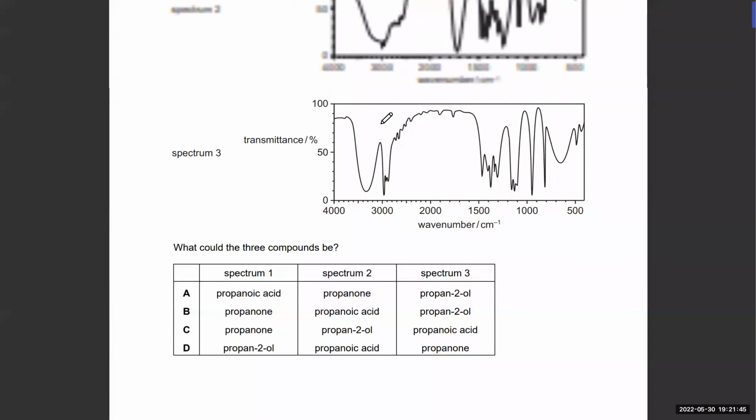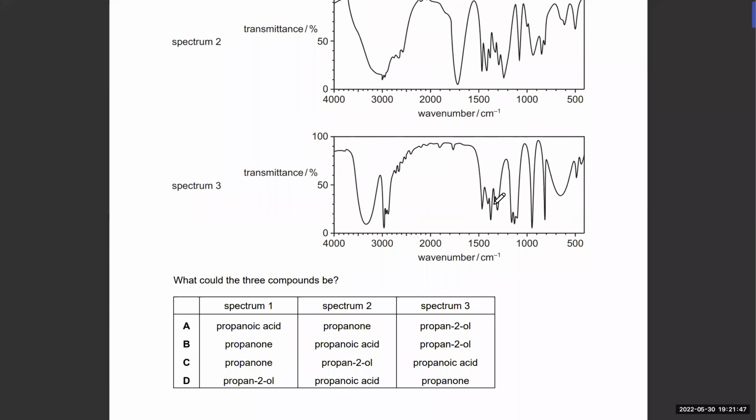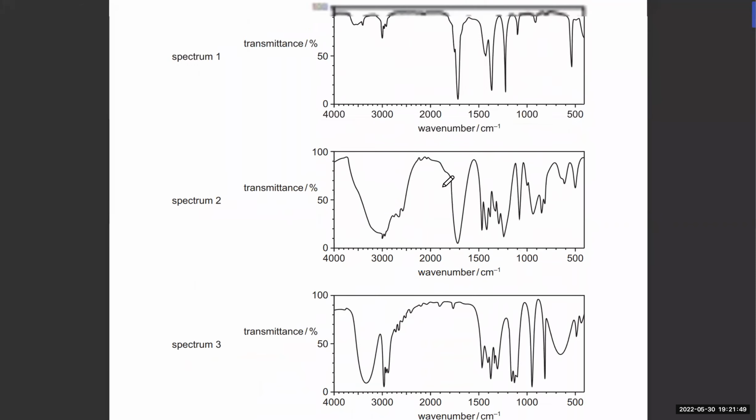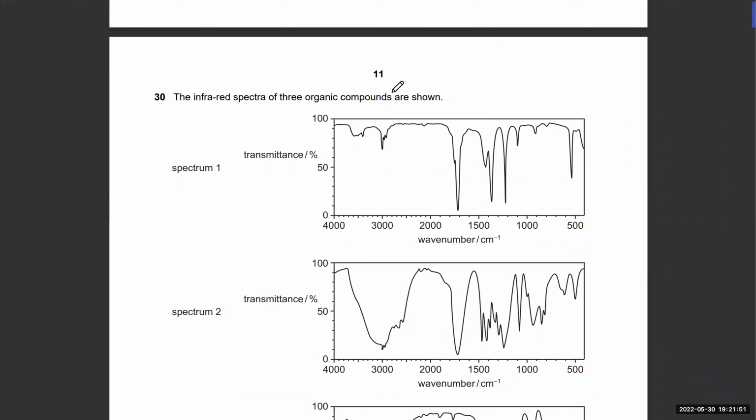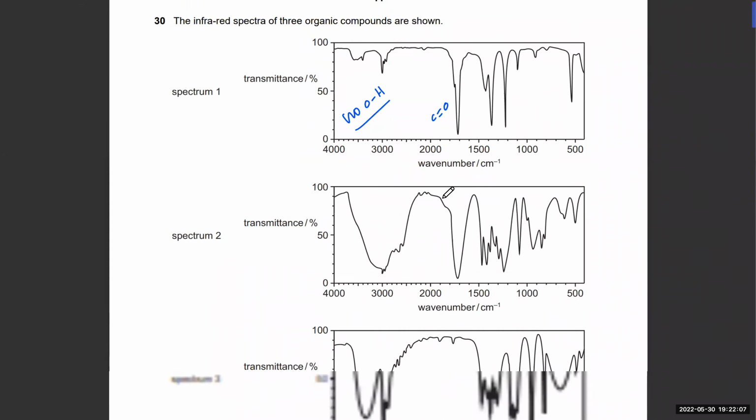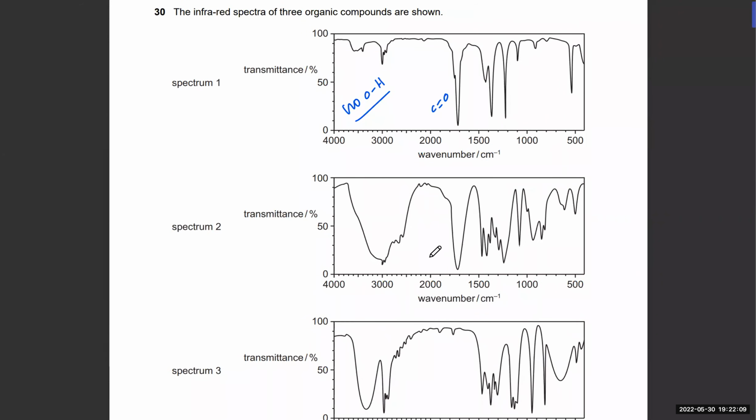Moving to the previous one, this one is a bigger question. The infrared spectra of 3 organic compounds are shown. So which one is what? 1700 strong absorption, C double bond O. Because this one just has C double bond O, no OH of any type, right? So just a C double bond O. We don't care about the others at the moment. You've got another C double bond O over here as well, right?